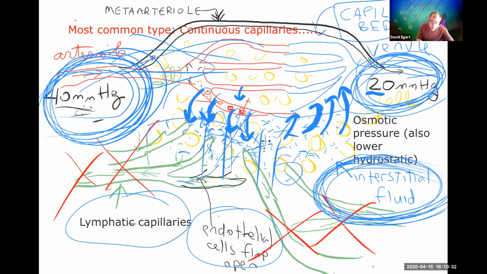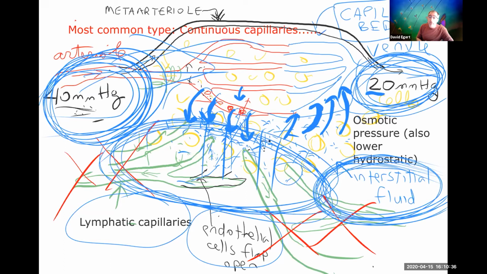Or if something is causing the lymph capillaries to not do their job, either because you've had to remove a bunch of lymphatics because someone's got cancer, or you've got some parasitic worm that's blocking them up, that's going to cause edema. And actually, let me really briefly talk about why you take out lymph vessels in cancer.